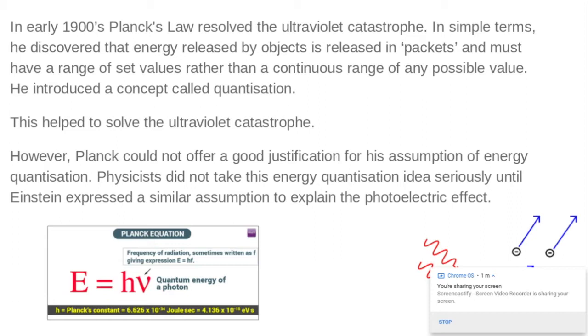In simple terms, he discovered that energy released by objects is released in packets and must have a range of set values rather than a continuous range of any possible value. He introduced quantization, and this helped solve the ultraviolet catastrophe. However, Planck could not offer a good justification for his assumption of energy quantization. Scientists did not take the idea seriously until Einstein expressed a similar assumption to explain the photoelectric effect.